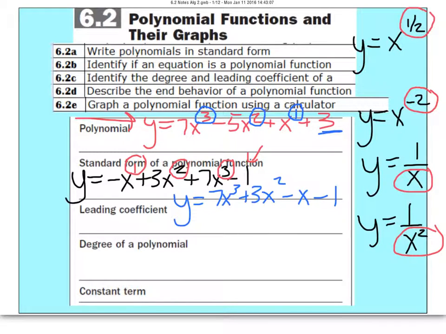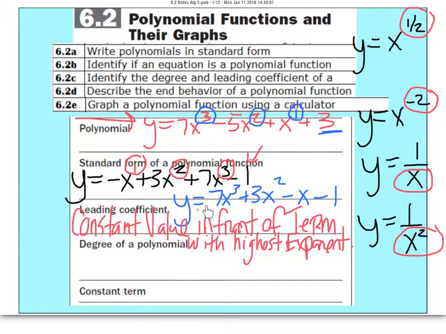While we are on this slide, let's also look at learning objective C. Identify the degree and leading coefficient of a polynomial. First, the definition. The leading coefficient is going to be the constant value in front of the term with the highest exponent. So if we look at this polynomial written here in the blue, our leading coefficient would end up being the number 7.